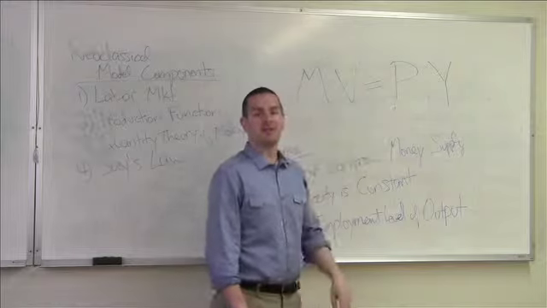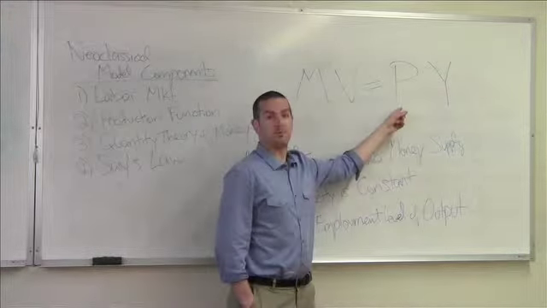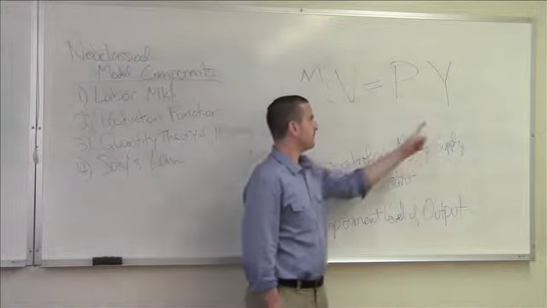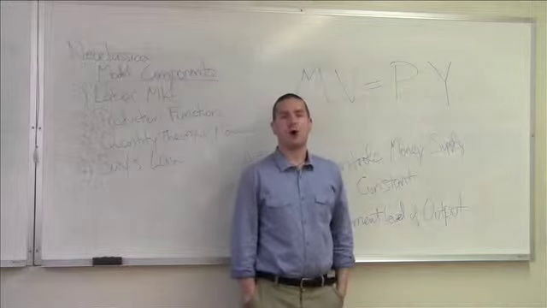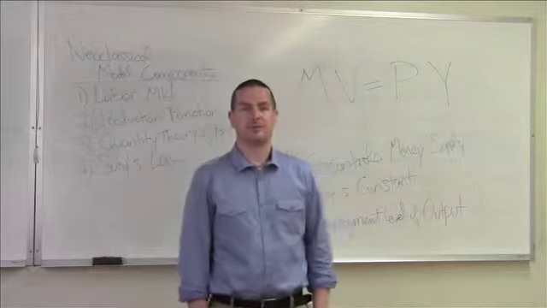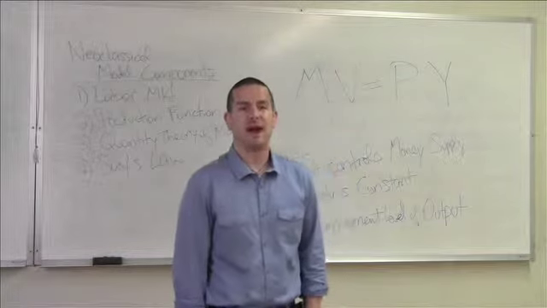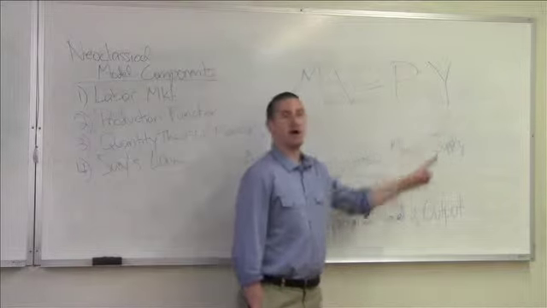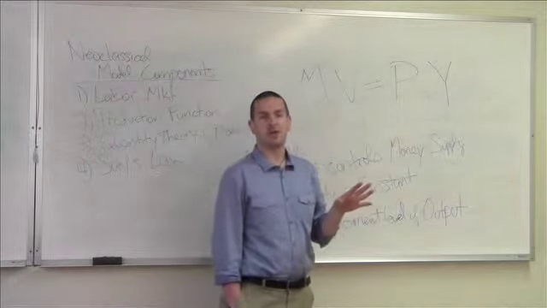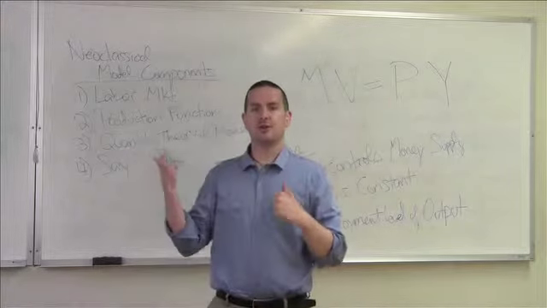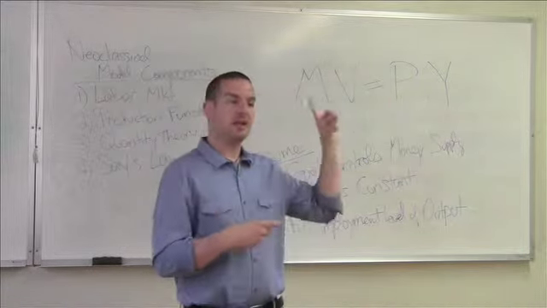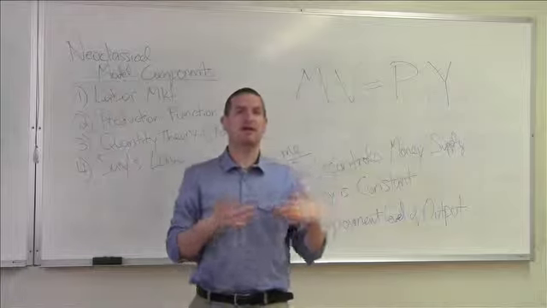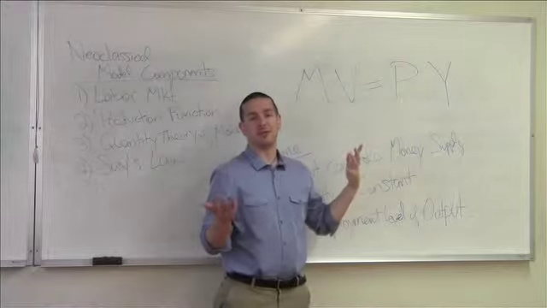P is the price level. It's the general level of prices in the economy. Finally, Y is the level of output, or income. It's the level of output in the economy. Now, as I mentioned, MV equals PY. That's true. It's an identity. But the neoclassicals introduced some assumptions into this equation that get it to say what they want it to say. It helps them say, well, this is what determines prices, clearly.